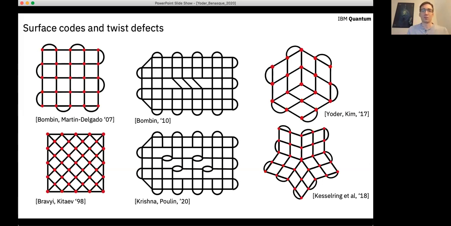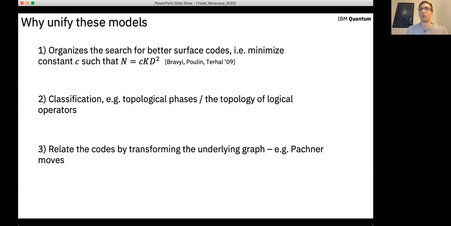So basically the motivation for this work is, there are all these models of twist defects. What do they have in common? Can we unify them under one model? Yeah, so that's the objective of this talk, and that's what we succeed in doing.